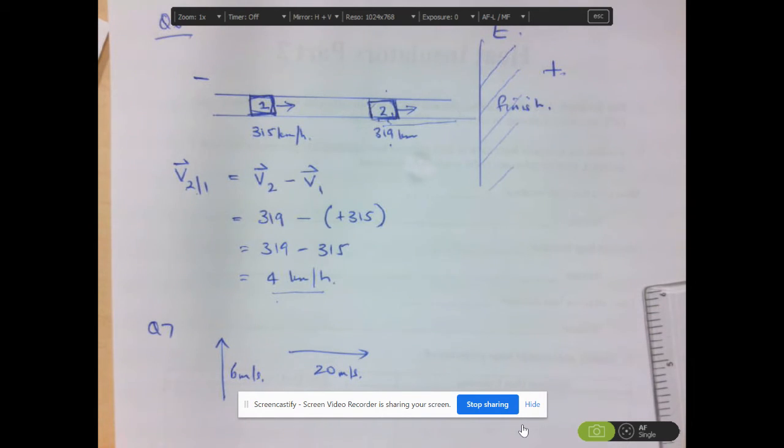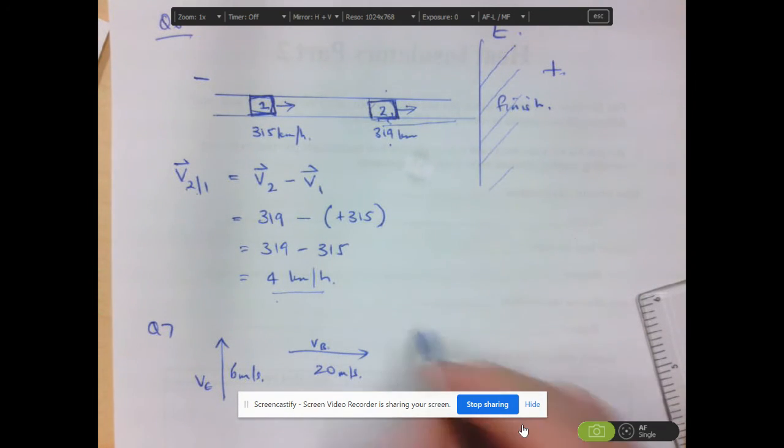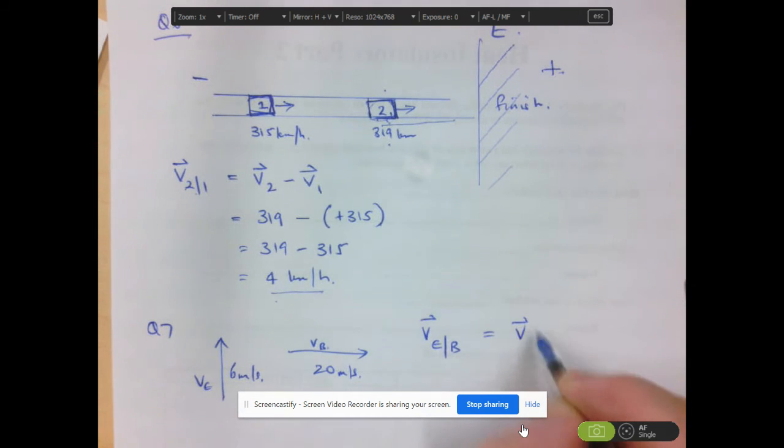Okay. Calculate the velocity of Elsa relative to the ball. Okay, so this is the velocity of Elsa, this is the velocity of the ball, and we want the velocity of Elsa relative to the ball. Okay, which would be the velocity of Elsa minus the velocity of the ball.